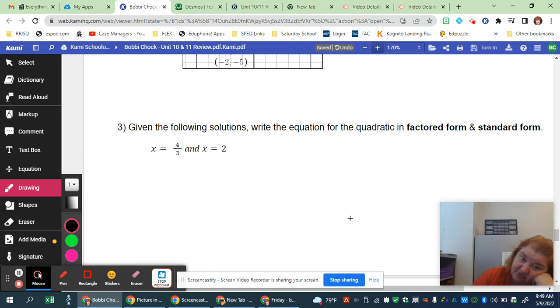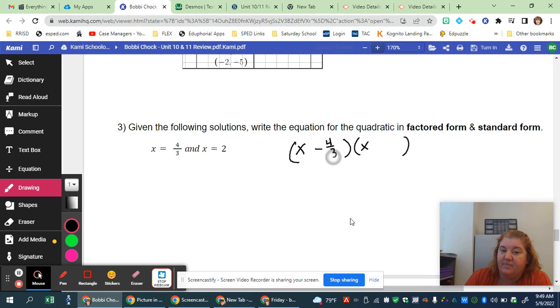Okay, last one. Factored form and standard form. Okay, factored form looks like this, because that's how we factor. Remember? X, X, and then we have minus 4/3, because you do the opposite. So minus 4/3, and you have -2. So you have y equals, there is our factored form.